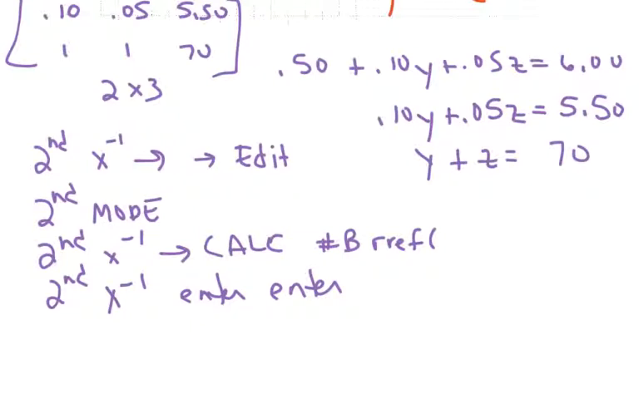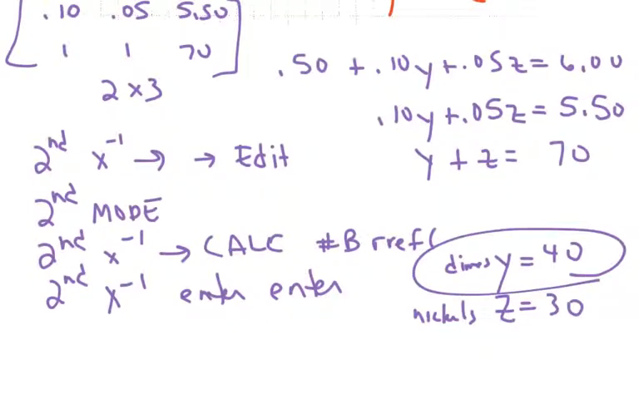Now remember, the 2 variables we were solving for are y and z, which means that the first number is y and the second number is z. Remember that this was our dimes and this was our nickels. And the question asked us to find out how many dimes there were. There must be 40 dimes.